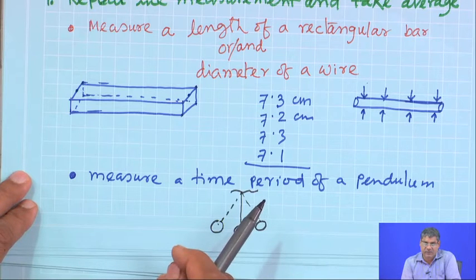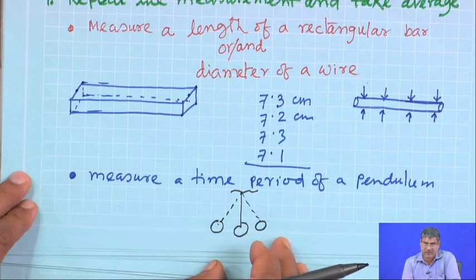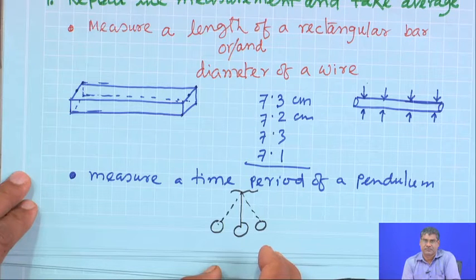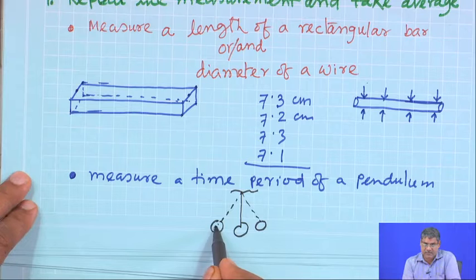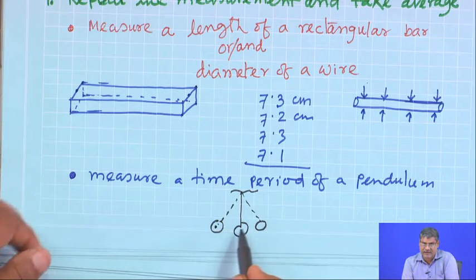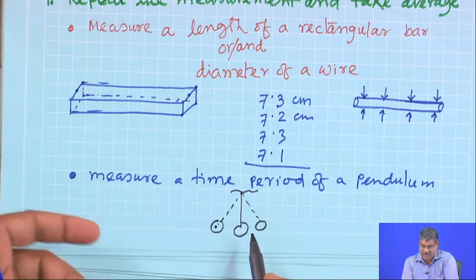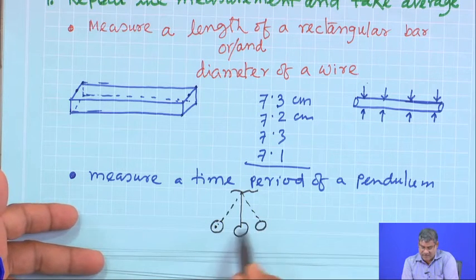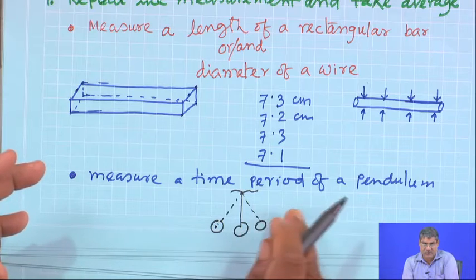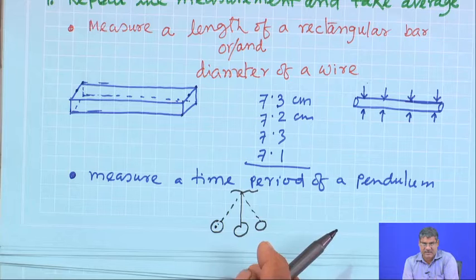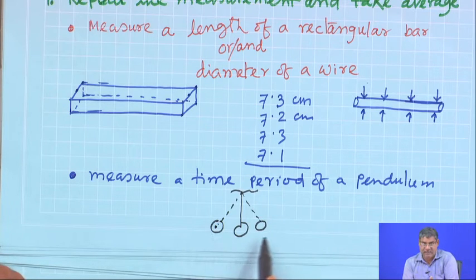Okay. But we tell you to repeat the measurement. In this case, repetition is slightly different. You are not directly measuring the time period. Repetition may mean that I have measured the time for one oscillation, and noted it down. This is the first reading. Second reading, again I am taking another reading, and another reading.